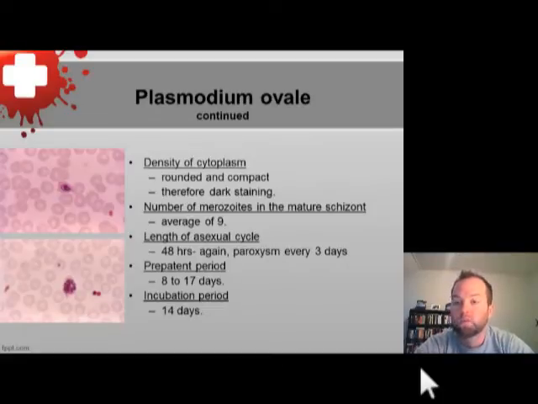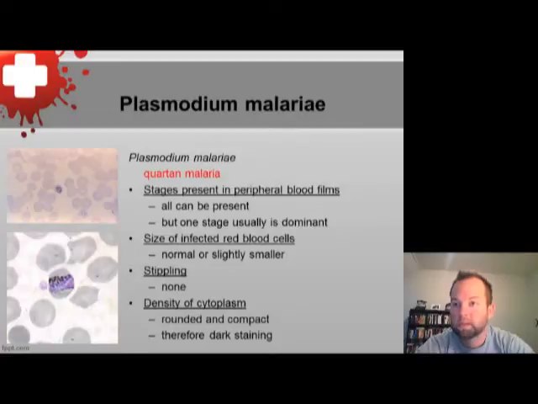The length of the asexual cycle is 48 hours, again resulting in a paroxysm every 3 days. Prepatent period is 8 to 17 days, and the incubation period is 14 days. Next, we have Plasmodium malariae, known as quartan malaria. All stages can be present, but one is typically dominant over others.